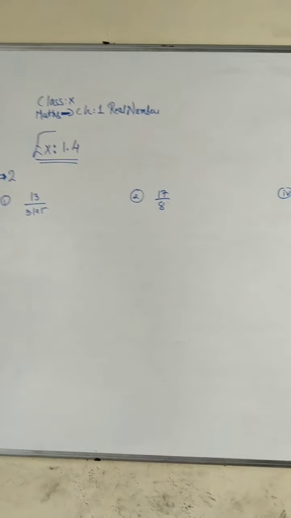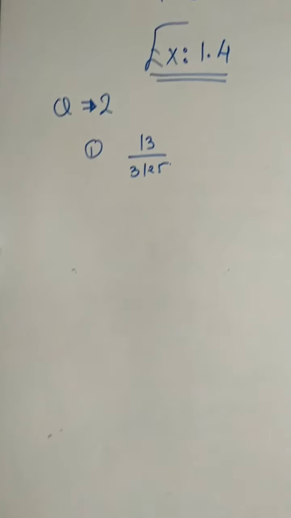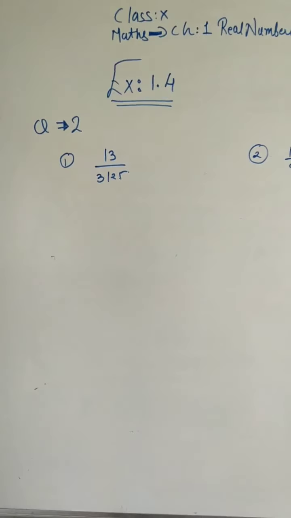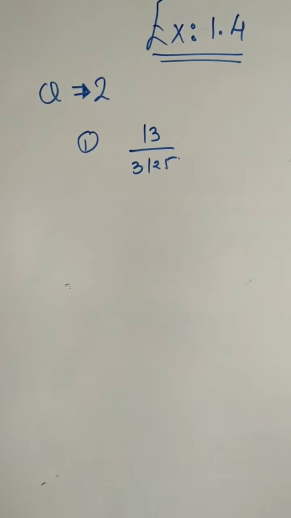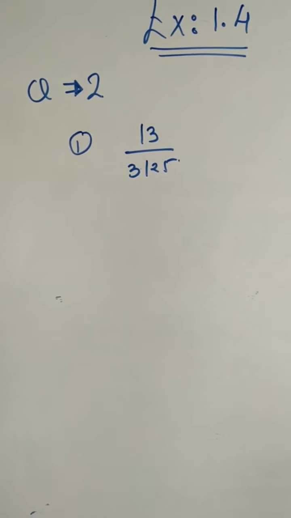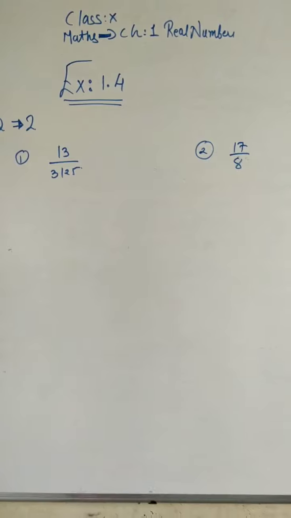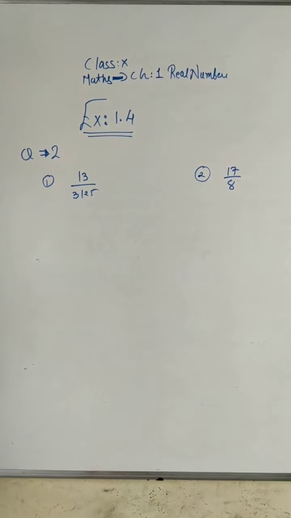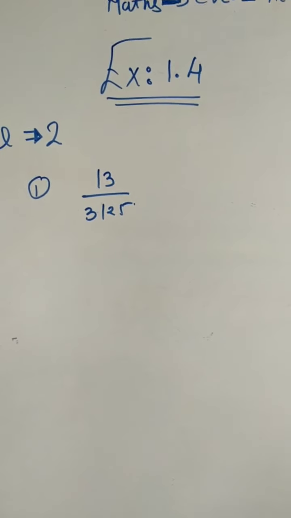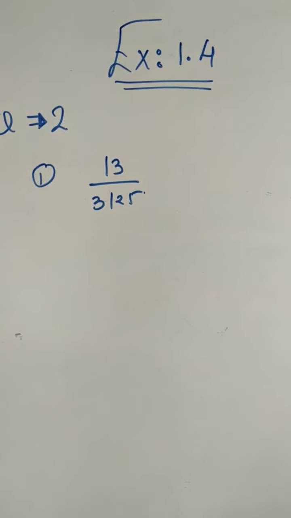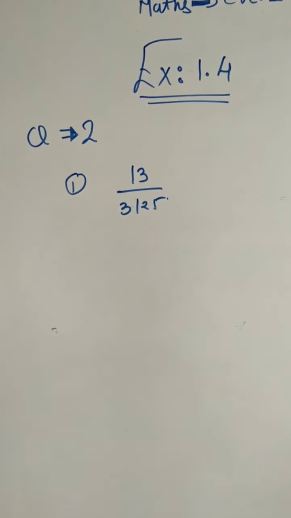Hello everyone, exercise 1.4, chapter 1, as we are doing question number 2. Before starting question number 2, I would like to discuss that if you did question number 1 correctly, only then can you solve question number 2. Because in question number 1, they told us to check whether the given number is terminating or non-terminating, and we wrote some as terminating and some as non-terminating. So question number 2 depends on that.